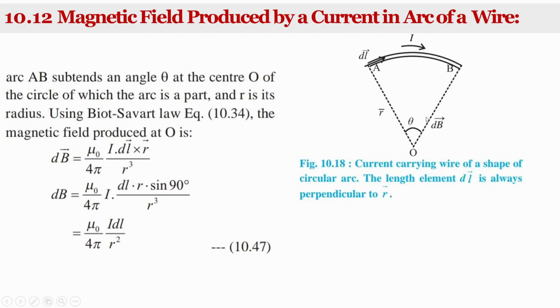Then let us find out the total field at point O. In that case, we can find the magnetic field due to an arc of the wire. This is the magnetic field produced by the small element of length dl. But actually we can find the magnetic field produced by a current due to the arc of the wire, so we can find the total magnetic field B.